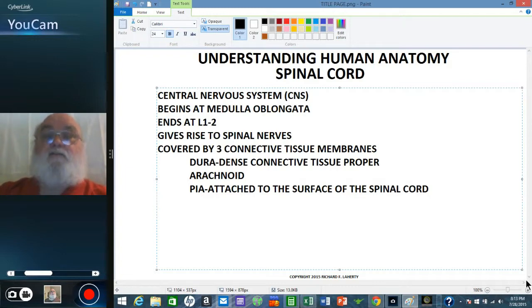Now, there are spaces between these membranes. So, between the dura and arachnoid is the subdural space.